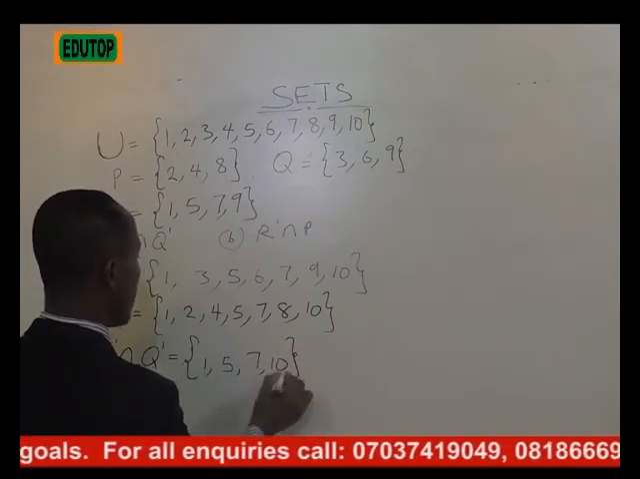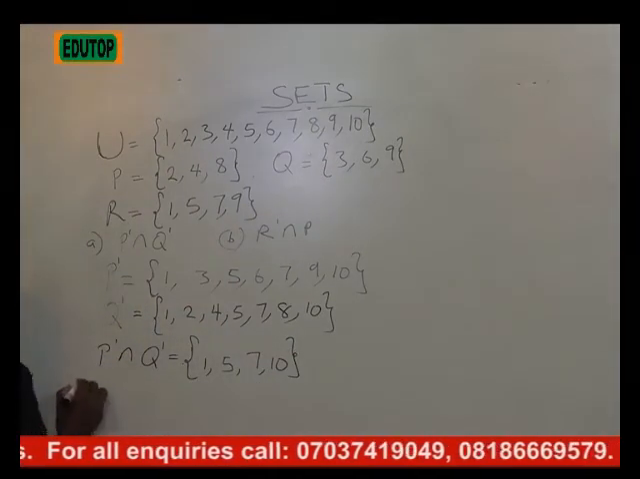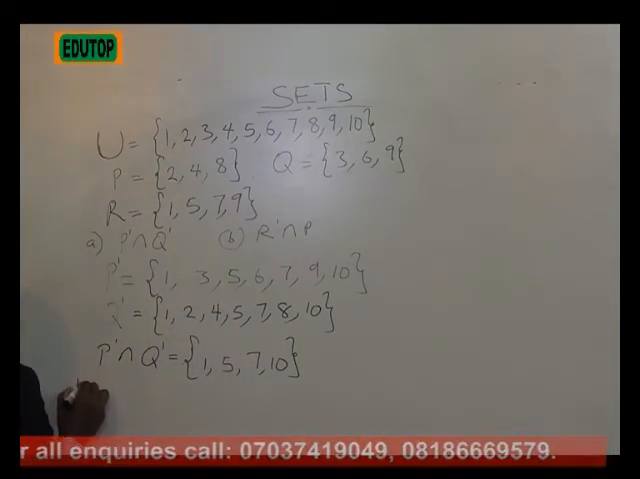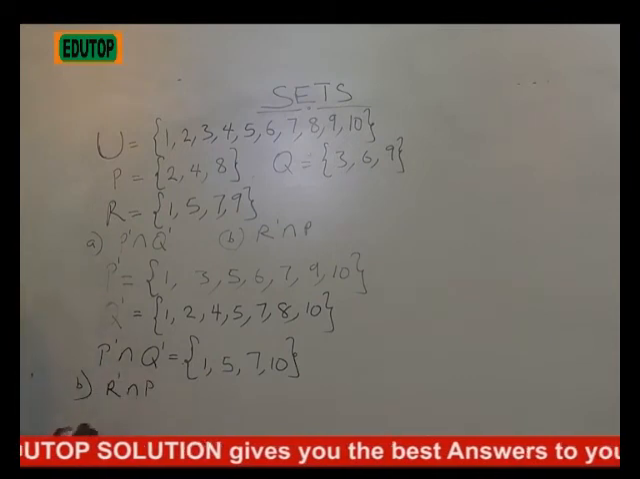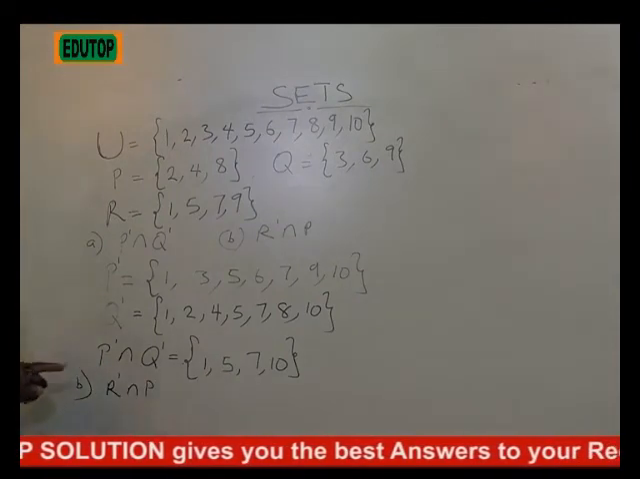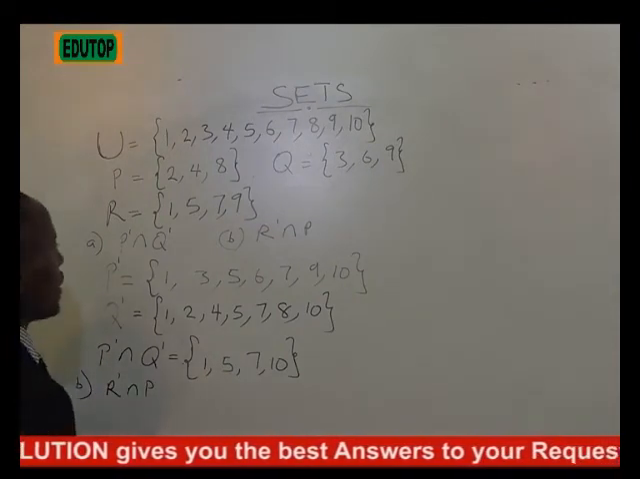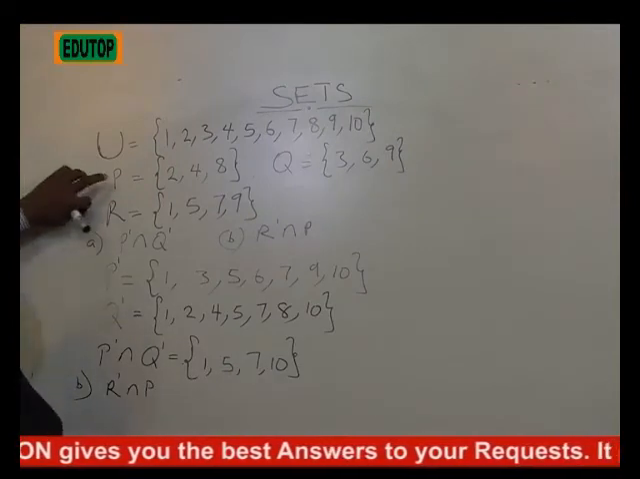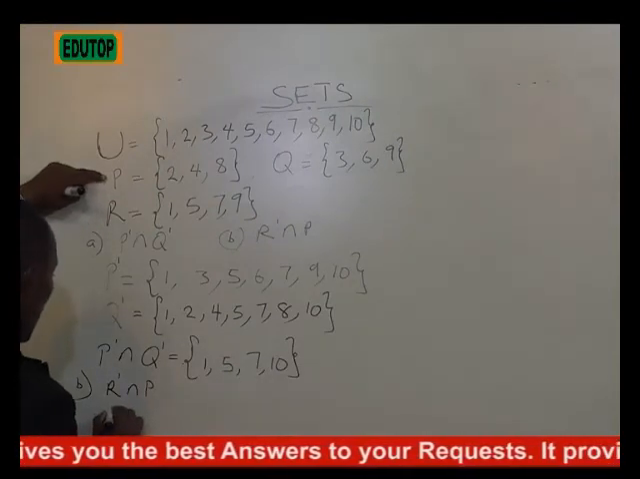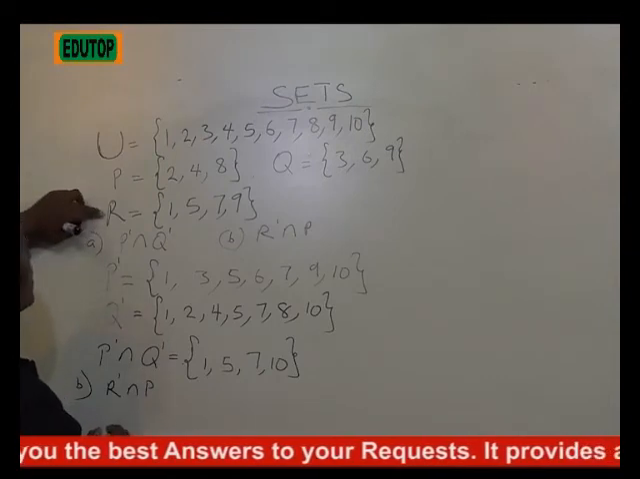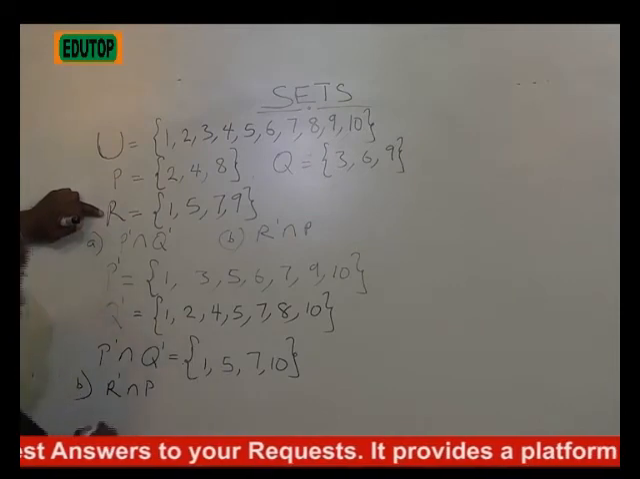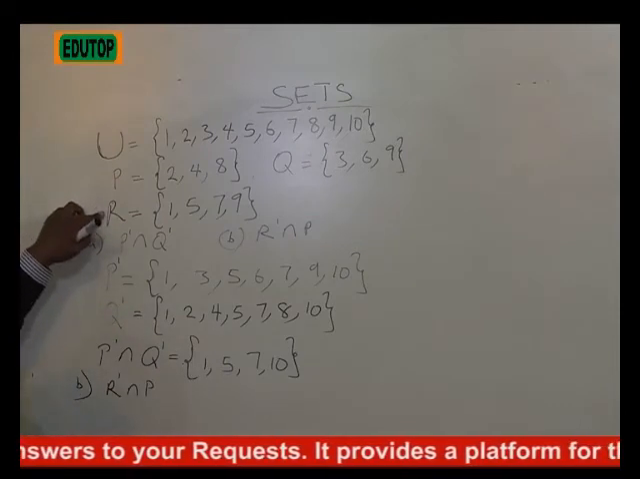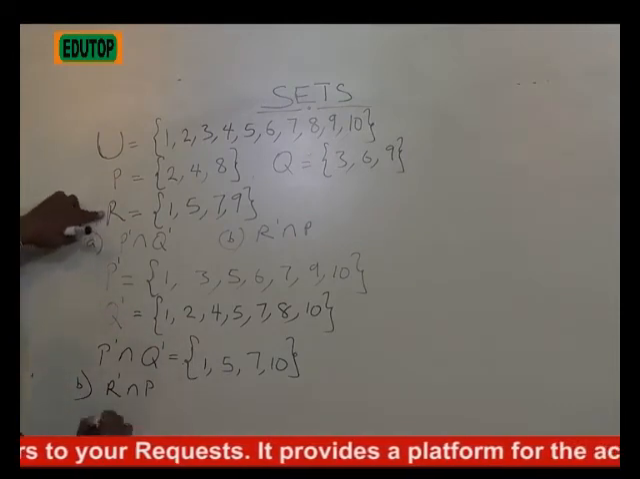Then for our B, that's R complement intersection P. That is elements that belong to P and also to R complement. We are given P, but we don't know R complement. Now these are elements in R. So what would be needful for us is to check for elements that do not belong to R.